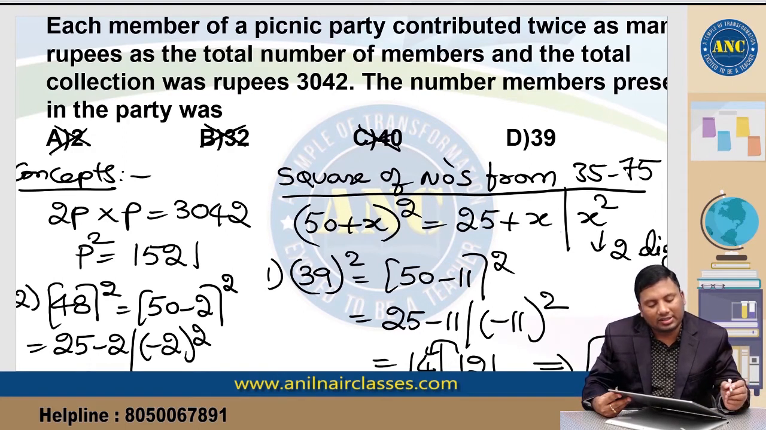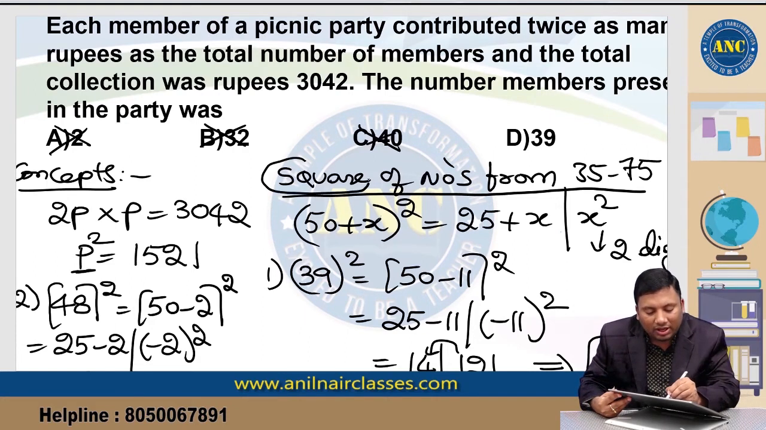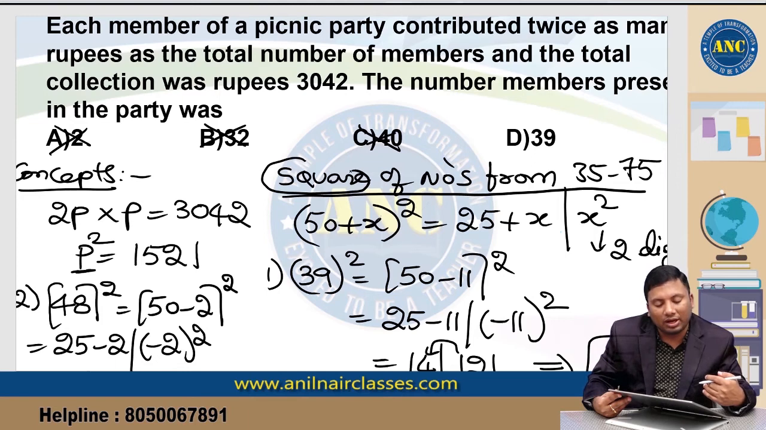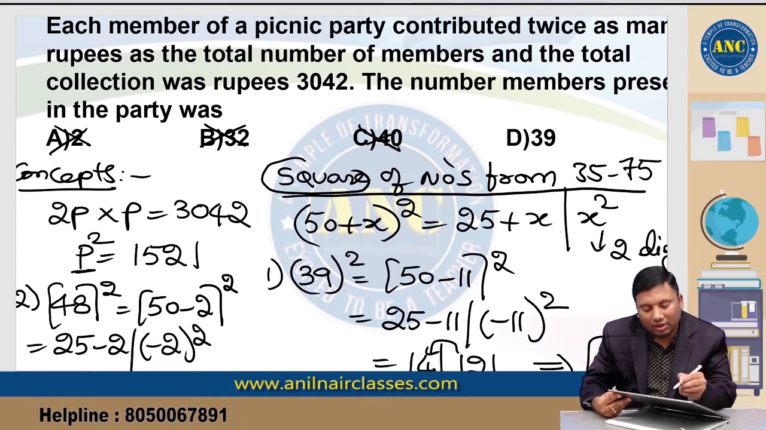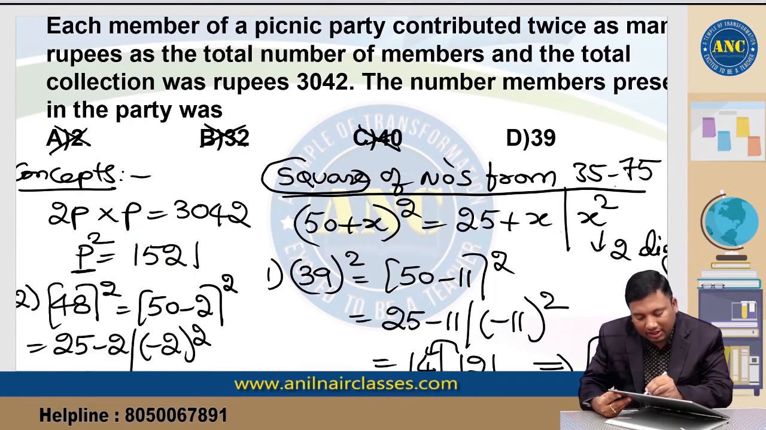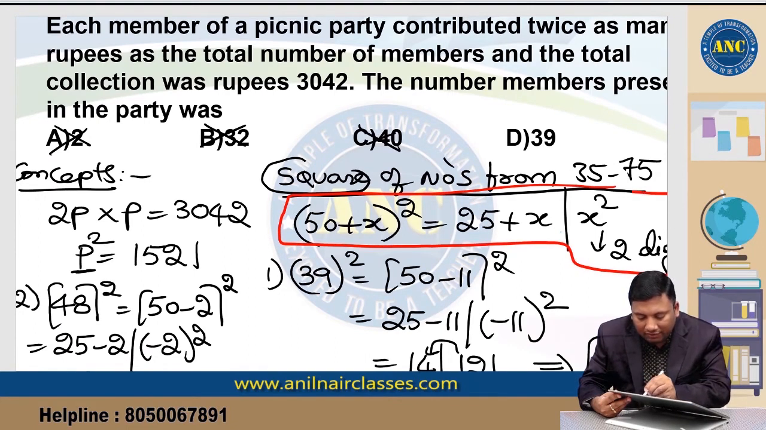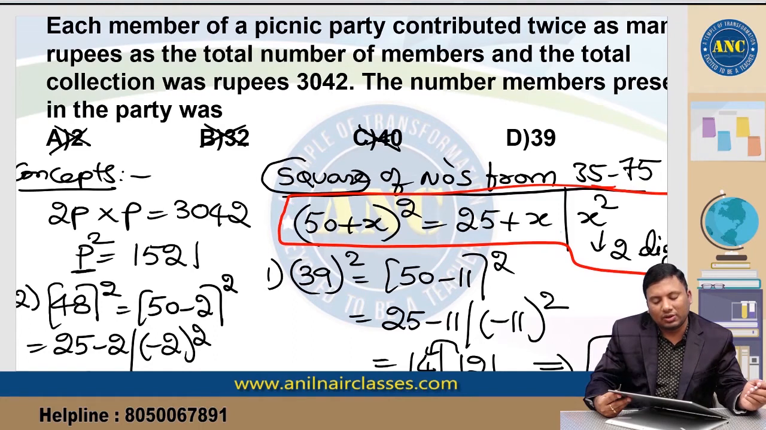I hope the idea is clear, right? p square is equivalent to 1521. We have found out which value on squaring gives 1521. This is by using the square logic. Now I will explain the square root logic. You can use this logic to find the squares from 35 to 75. 50 plus x whole square is nothing but 25 plus x slash x square.